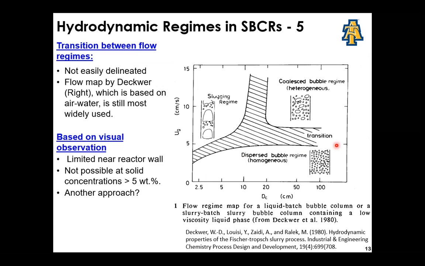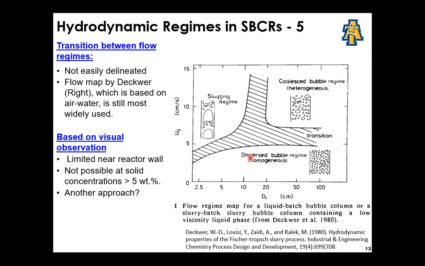All right. As we could see, the homogeneous and heterogeneous flow regimes have entirely different hydrodynamic characteristics. Such different hydrodynamic characteristics result in different mixing, as well as heat and mass transfer rates in these flow regimes. Therefore, the demarcation of these flow regimes becomes an important task in the design and scale up of such reactors.